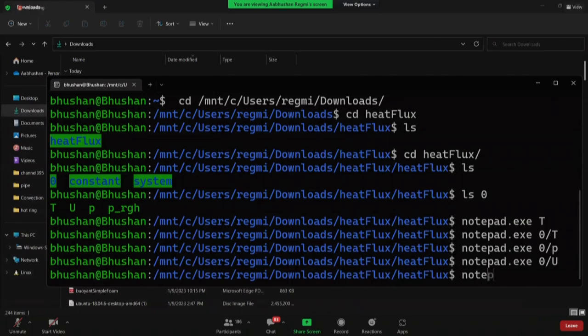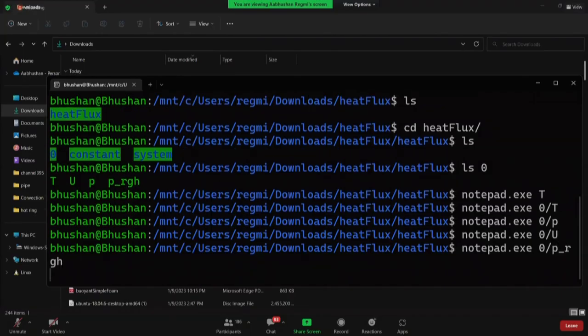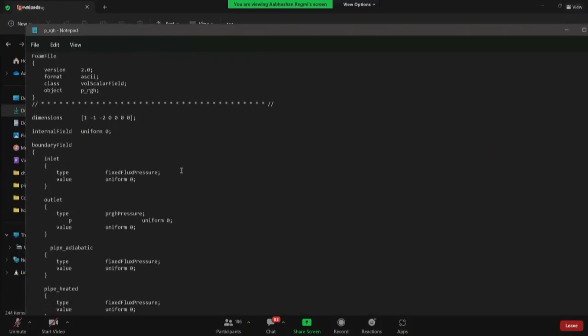Okay, now let's see the modified pressure. Initially at inlet, we would be giving zero gradient boundary condition if it was just a P folder, but right now we are giving fixed flux. So what does this fixed flux pressure do? It is similar to zero gradient boundary condition, but it takes into account the other body forces, say gravity force. Right now, our problem doesn't involve body forces like gravity, but if it were to involve, then it takes care of that as well. So that is the difference between just a zero gradient boundary condition and fixed flux pressure.